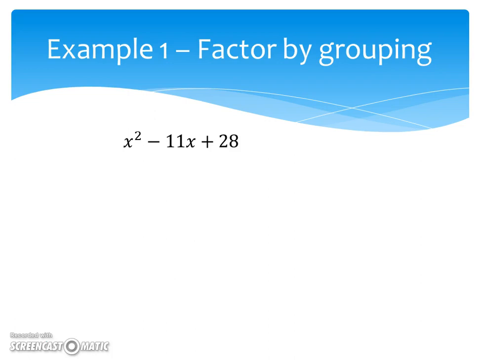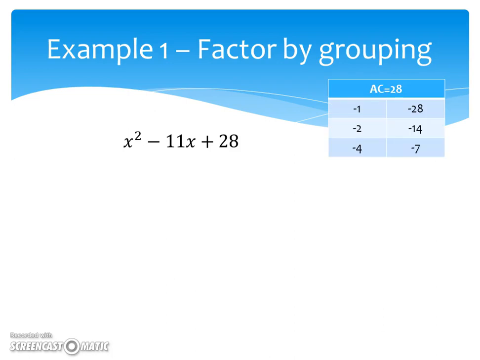Keep in mind that B is negative, so both of our terms are going to end up being negative because a negative times a negative is a positive. So our factors of 28 are negative 1 and negative 28, negative 2 and negative 14, negative 4 and negative 7. What we're looking for is which of these pairs add up to negative 11. And so that's the bottom set, negative 4 and negative 7.